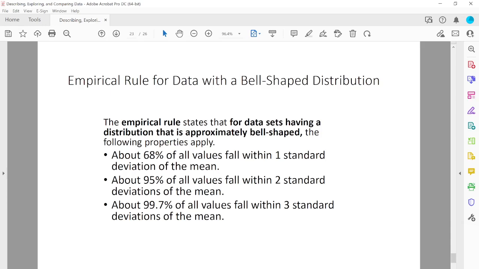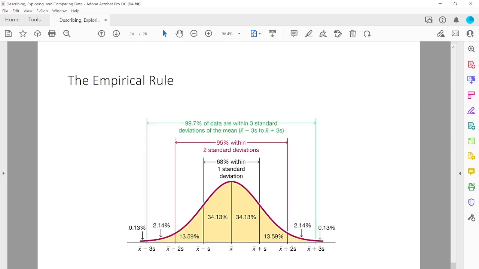Okay, so there is one finding I am going to share with you. About 68% of all values fall within 1 standard deviation of the mean, and 95% of the data falls within 2 standard deviations of the mean, and then about 99.7% of all values fall within 3 standard deviations of the mean. That's called the empirical rule.